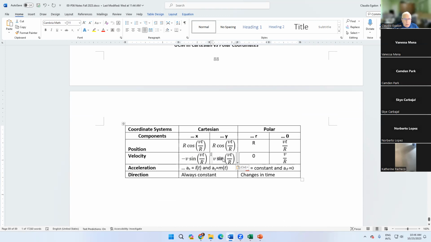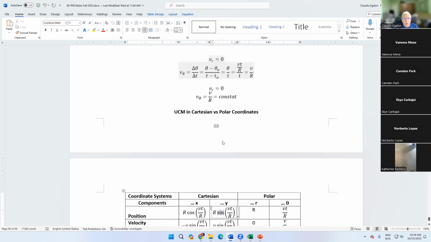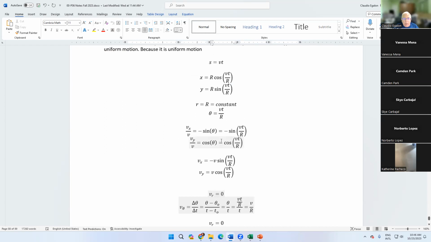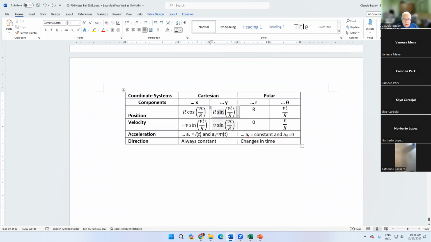Oh, wait a minute. Oh, yeah, see, it's supposed to be sine. Why did I put cosine there? Nobody picked that up. Here you go. Yeah, I had sine in there. Here it's supposed to be cosine. So we got it. We got the x component of the velocity and the y component of the velocity.